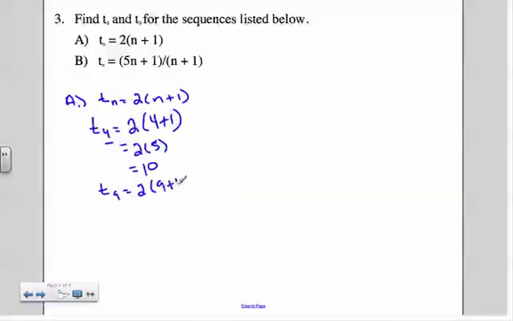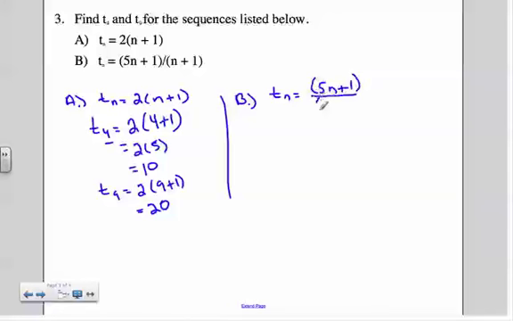For T9, I repeat the process, but now I'm subbing in 9 for my n, and I do 9 plus 1 first, which is 10. 2 times 10 is 20. The next formula has a little bit more happening, but again, I'm simply going to use a substitution. And I like to write my fractions vertical. It's hard to do that when you're typing in, so they use the slash to separate the top and the bottom, or the numerator and the denominator.